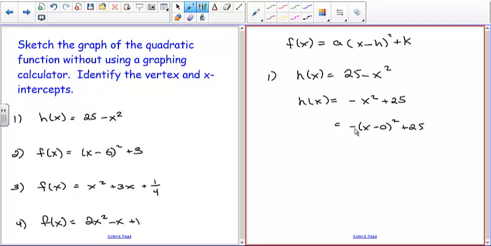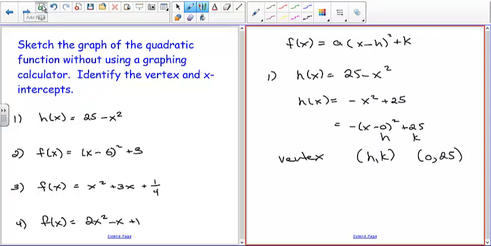So if it's by itself, we know there's no shift in the x direction. We do have this negative sign out front, which means that it's a y-axis, pardon me, an x-axis reflection. So what we're going to do is put it in standard form, and then define the vertex, which is h comma k. And we know that this is h and this is k. So our vertex is going to be at 0 comma 25. We also know that it's upside down because of this negative sign.